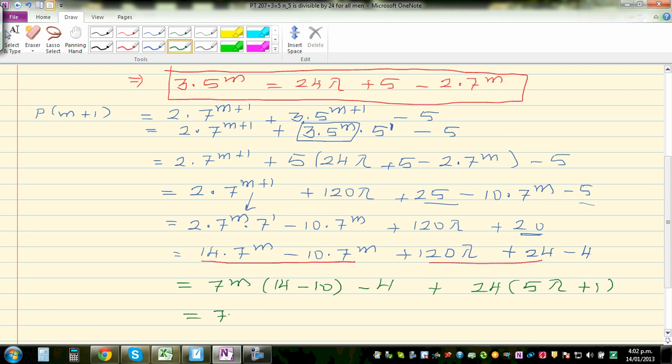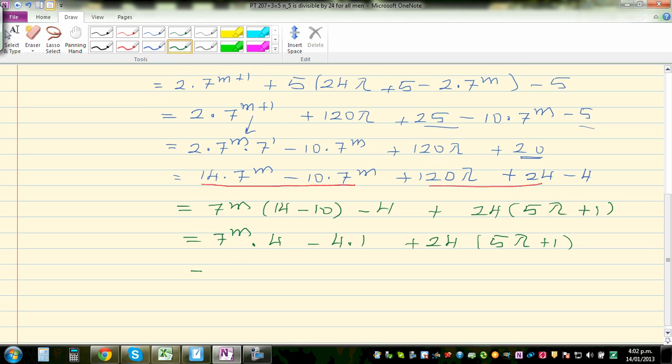So this is 7 to the power m times 4 minus 4 times 1 plus 24 times 5 lambda plus 1. Okay, we're almost there. So this is equal to, I can factor out the 4 here. From this, what can we factor out? You can factor out a 4. So if you factor out a 4, you have 7 to the power m minus 1 plus 24 times 5 lambda plus 1. Now this is, of course, you can prove it yourself.